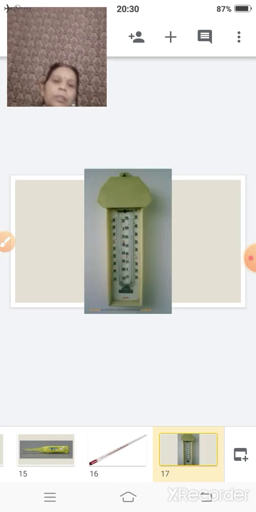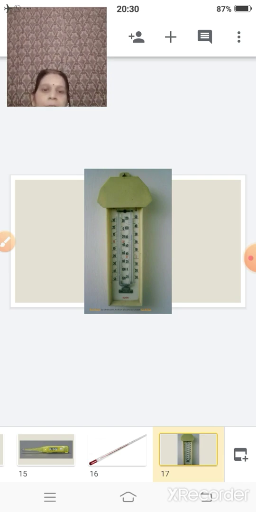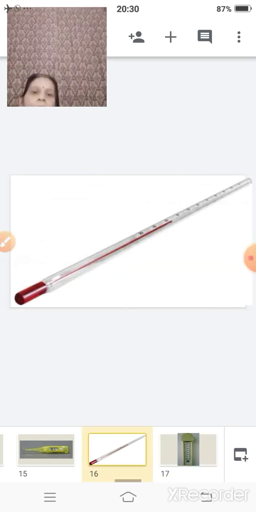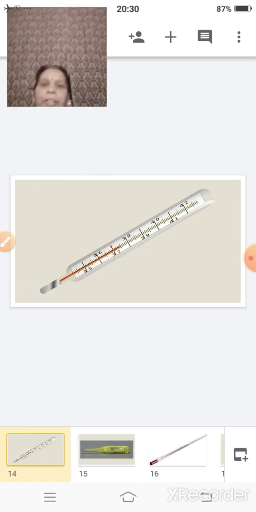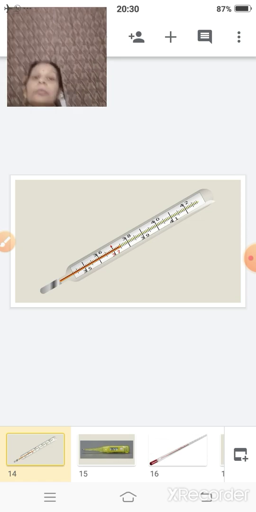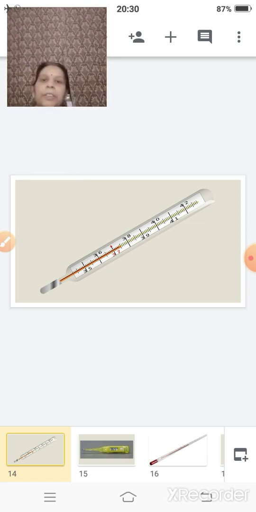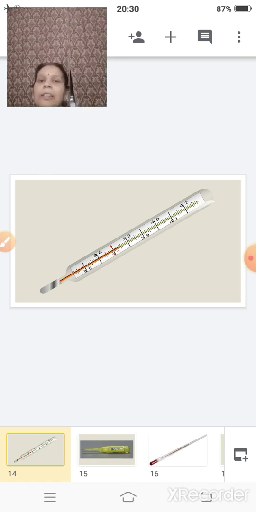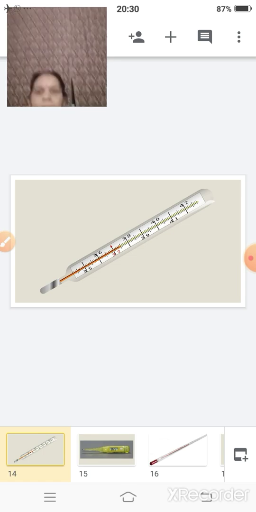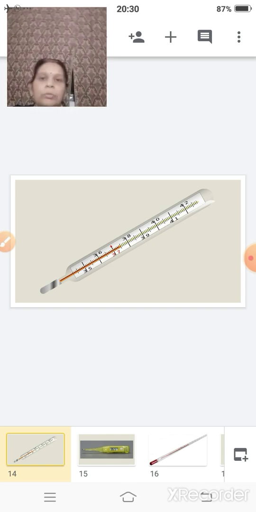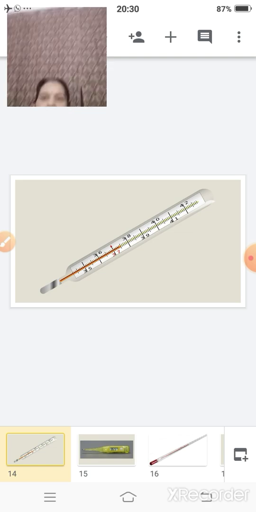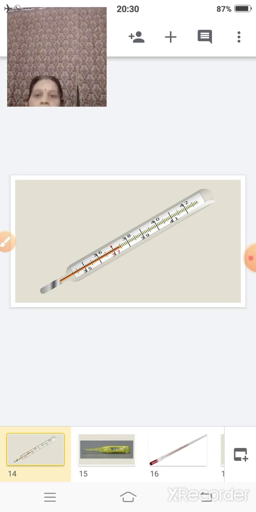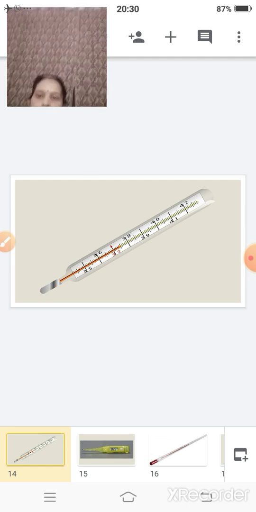So here children, I showed you 4 thermometers. The first one was this one. I hope children you all have recognized and identified this one. This is your Celsius thermometer, or your clinical thermometer. This is a thermometer which is used on the human body. This is used in your home to measure the human body temperature. So it is known as clinical thermometer.